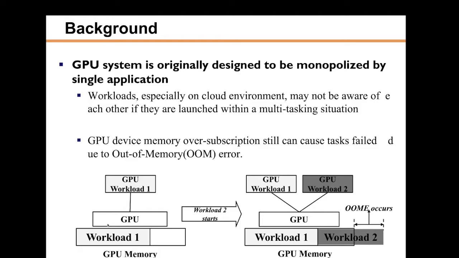Basically, a GPU is designed to be used exclusively by a single application. In that case, since the program knows how much GPU memory it is going to use, it can prevent the application from exceeding GPU memory. However, in the multitasking case, because the workloads do not know how much memory the others need, they may cause some problems. As shown in this figure, running workload 2 exclusively will cause no problem. However, executing it along with workload 1 will cause an OOM error.